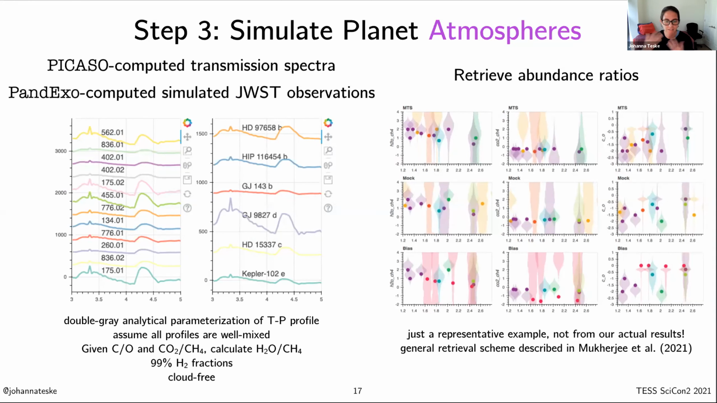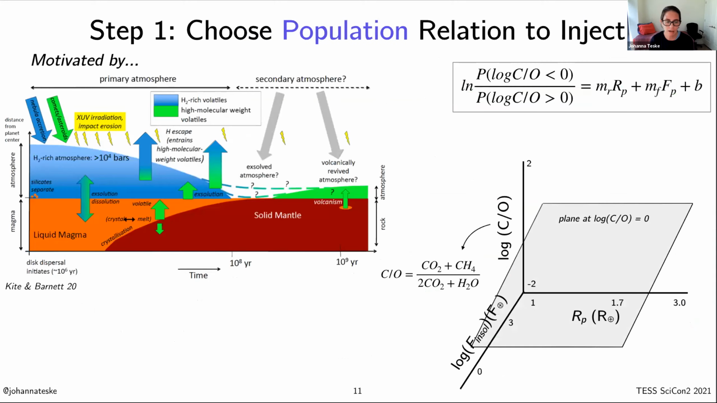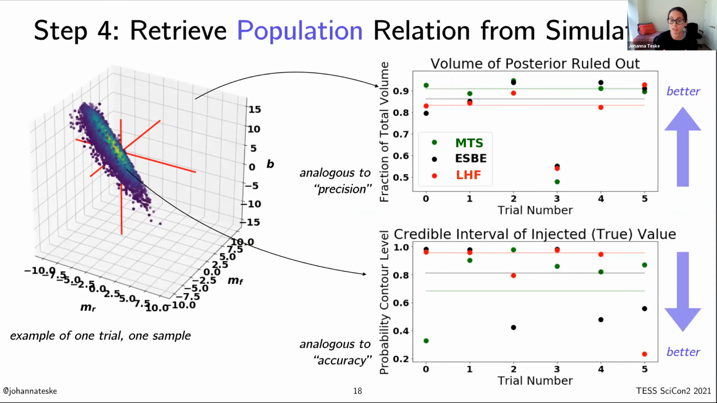But the takeaway is here, where we want to compare what population level parameters from this model we retrieve from our simulated planets versus what we injected. And this is work by Angie using a hierarchical Bayesian framework. Here I'm showing an example of a 3D contour plot instead of the normal 2D corner plot. The color is the density of points, and the red lines show the retrieved values. And a summary of these types of plots is shown here on the right.